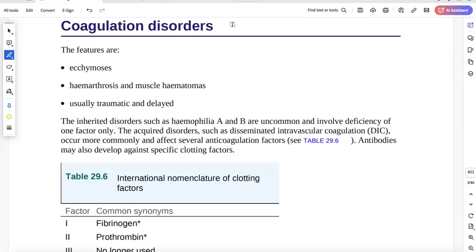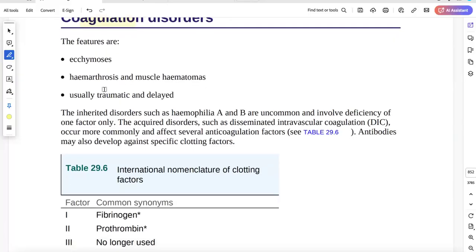Moving on to coagulation disorders. Clotting factor deficiency causes the coagulation disorder, and the presentation is a bit delayed. So the patient got a trauma, and then they come to you with bleeding into the muscle or bleeding into the joint. So the most common presentation of coagulation defect is muscle or joint bleeding, so hemarthrosis or hematomas.